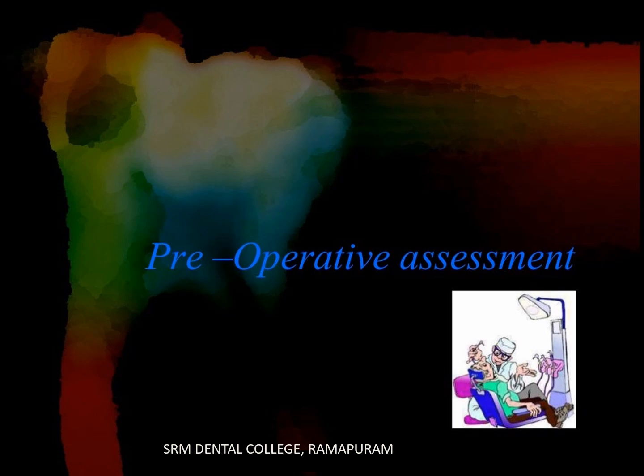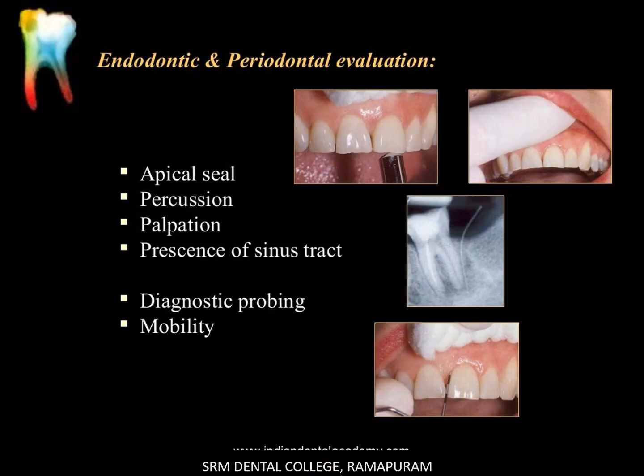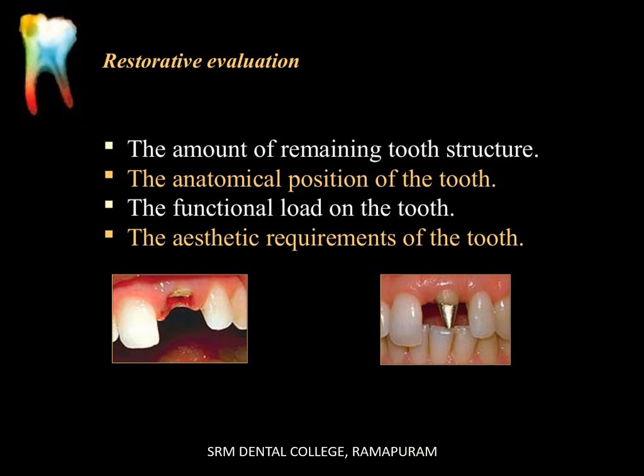Pre-operative assessment. How do you assess the tooth before beginning the treatment? Endodontic and periodontal evaluation. Check for the apical seal. Percussion. Palpate the tooth. Check for the presence of a sinus tract. Diagnostic probing and check for the mobility of the tooth.